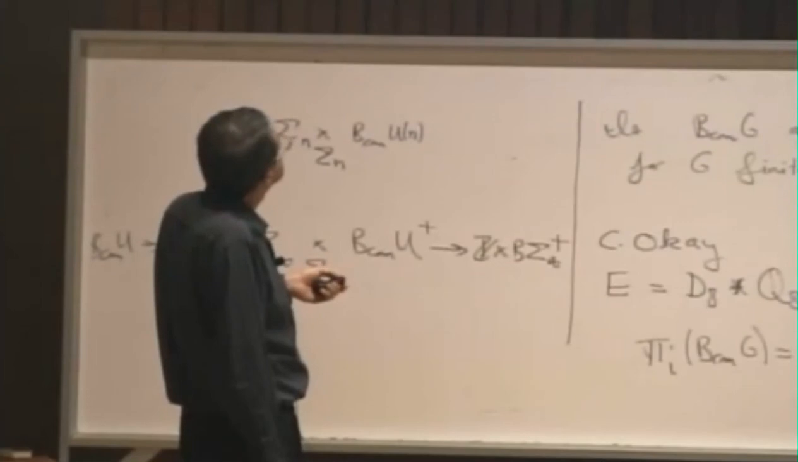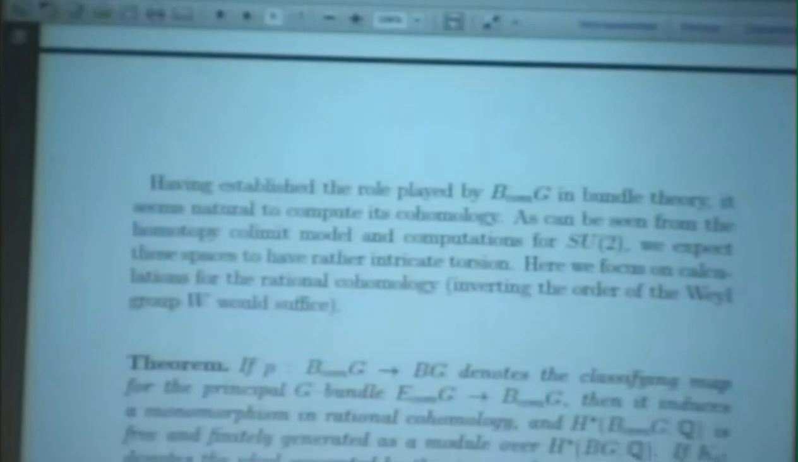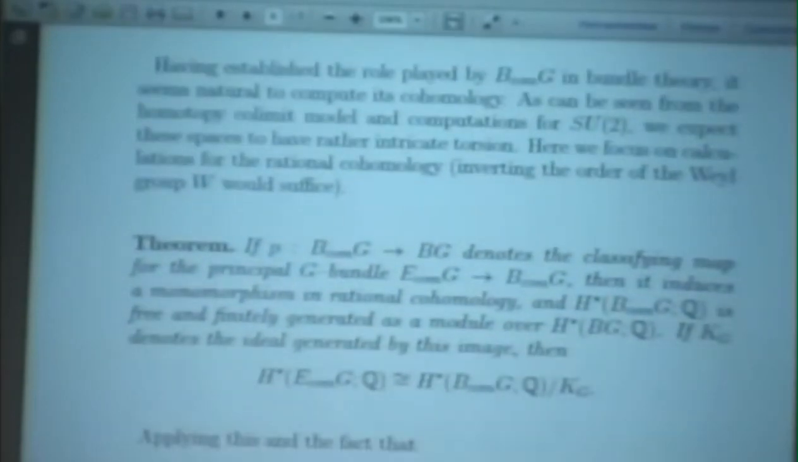Okay. So, we'll go on to what's next. Well, now you have a nice space, and we'd like to compute the cohomology. Now we're convinced that it's important in bundle theory. So what can you say about its cohomology? Well, by looking at the homotopy colimit model and computation for SU(2), we expect these spaces to have rather intricate torsion, okay? So let us focus then on calculations for the rational cohomology.